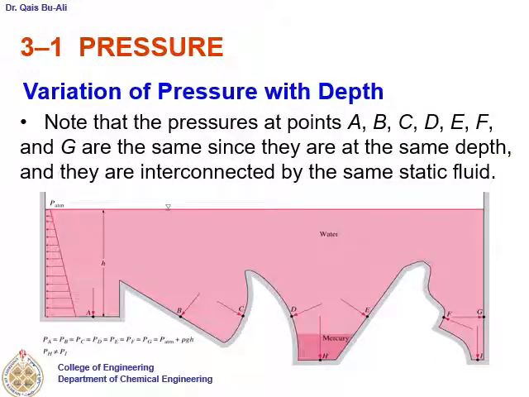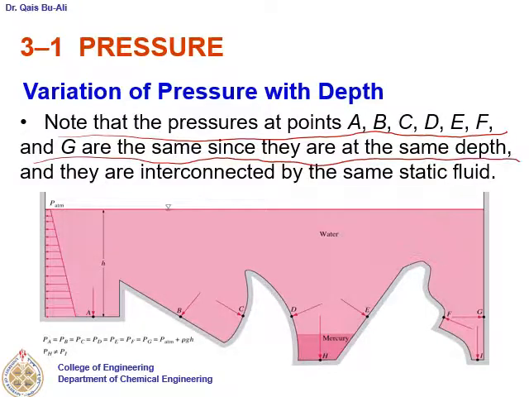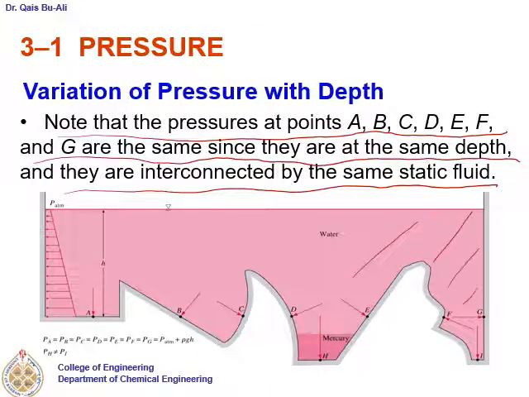So again, this is what I have just said in the previous slide. Note that the pressures at points A, B, C, D, F, and G are the same since they are at the same depth and they are interconnected by the same static fluid. So I want you to write this note. Every time you are going to solve a problem using fluid statics, and you want to use the concept that 2 points have the same pressure, you have to tell me this. This is a static fluid. All of this is a static fluid.